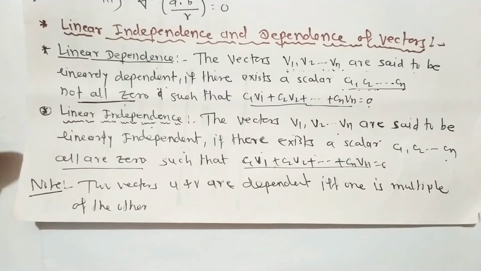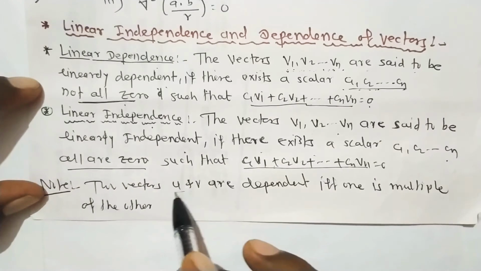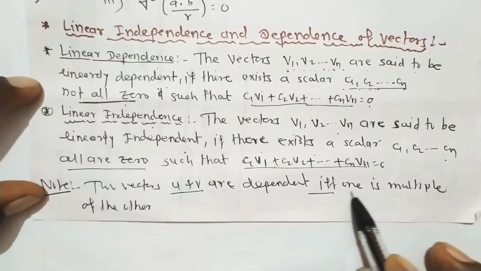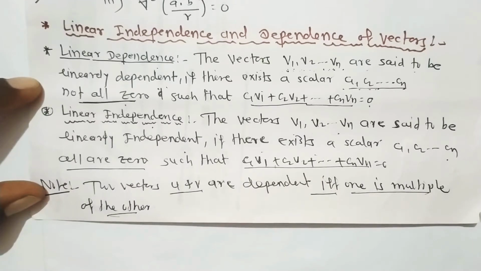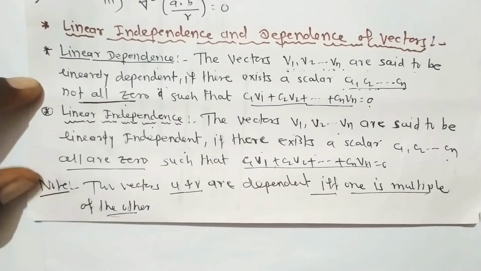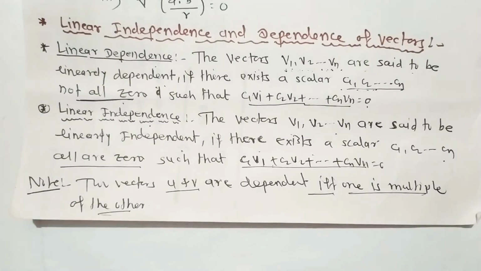So one note is given here. Two vectors u and v are dependent if and only if one is a multiple of the other. In short, suppose the first vector is 1 1 1 and the second vector is 2 2 2. The first and second are multiples of each other, since 2 2 2 is a multiple of 1 1 1. So we can say that these two vectors are linearly dependent directly using this note.